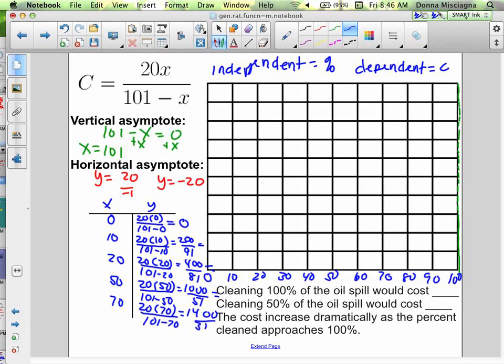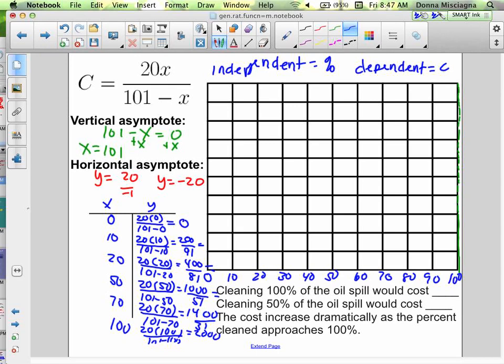And let's do 100% of the job. If we do 100%, that's going to be 20 times 100, and in the denominator it's going to be 101 minus 100. You can see that, hopefully. I don't know what happened to my 100 there. But 20 times 100 would be 2,000, and then divided by 1. So that's 2,000.